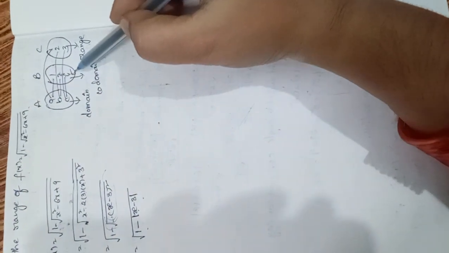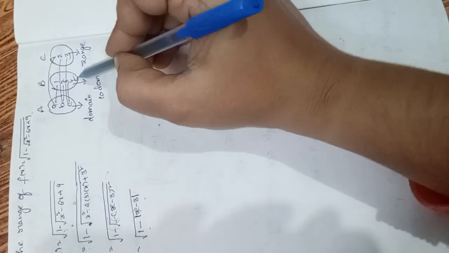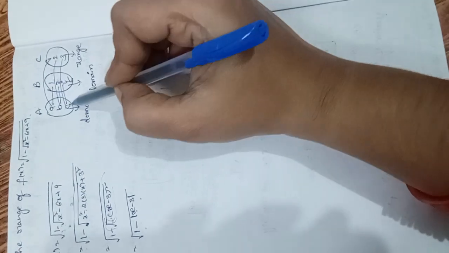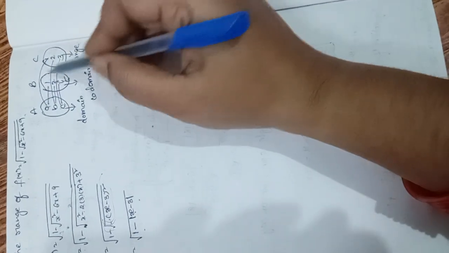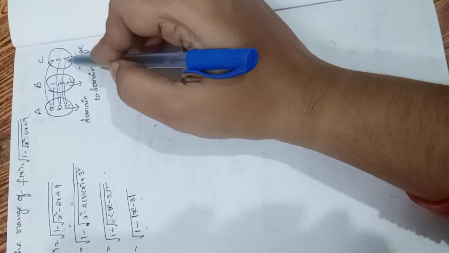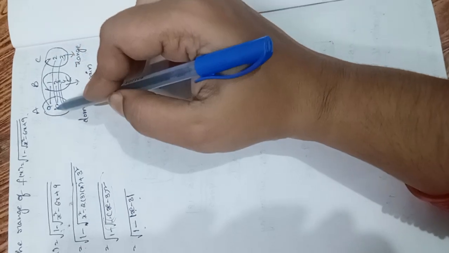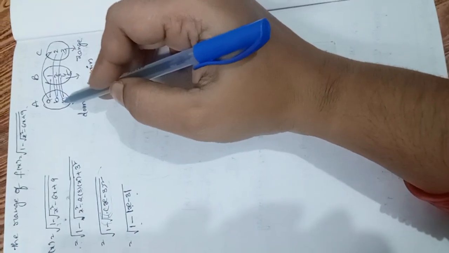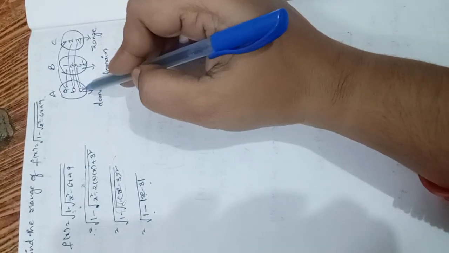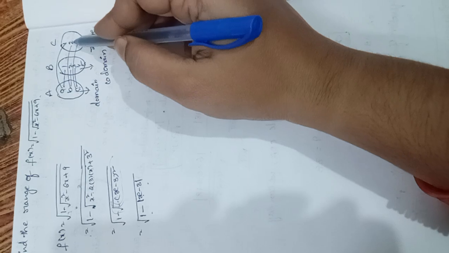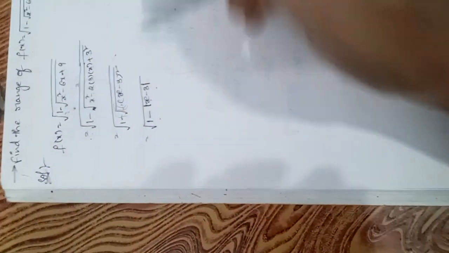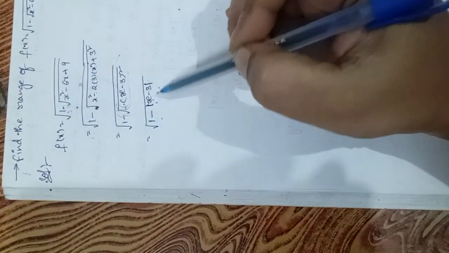In codomain you will have some more elements which cannot be mapped to the domain. But in the range, each and every element in the range must map to an element in the domain. Every single element will be mapped to the elements in domain. That is called the range, right? Based on this we will find the range for this function.